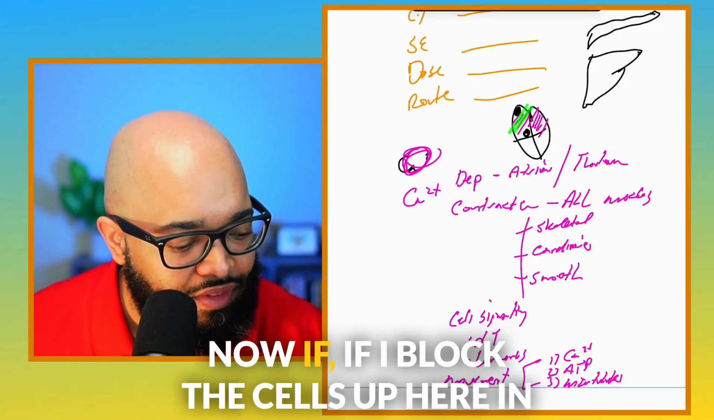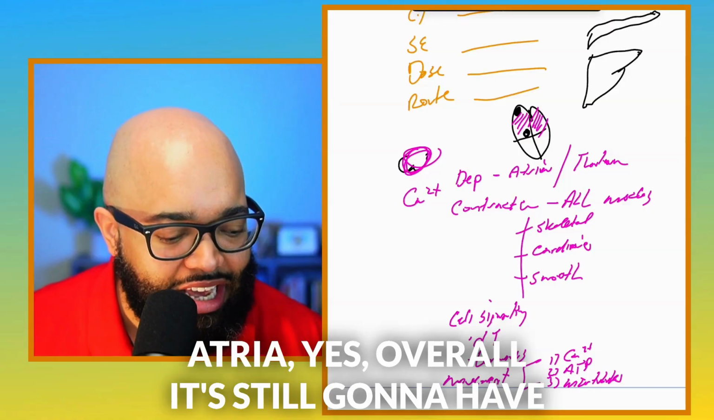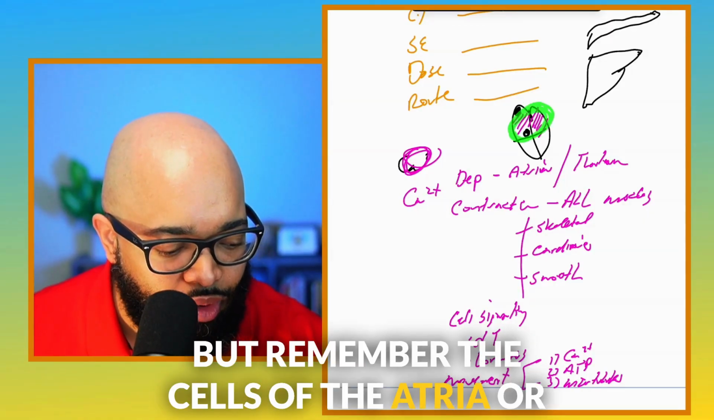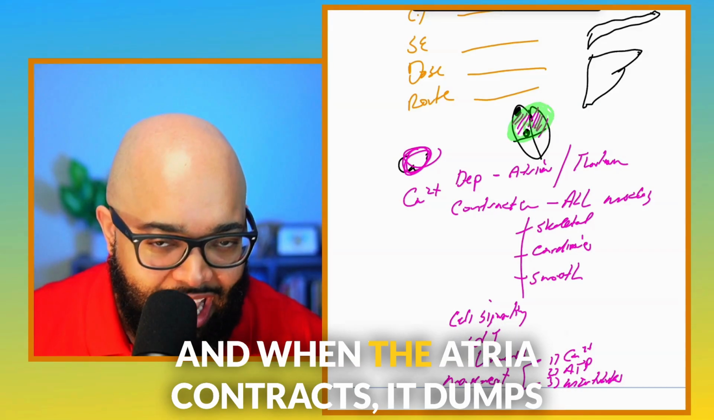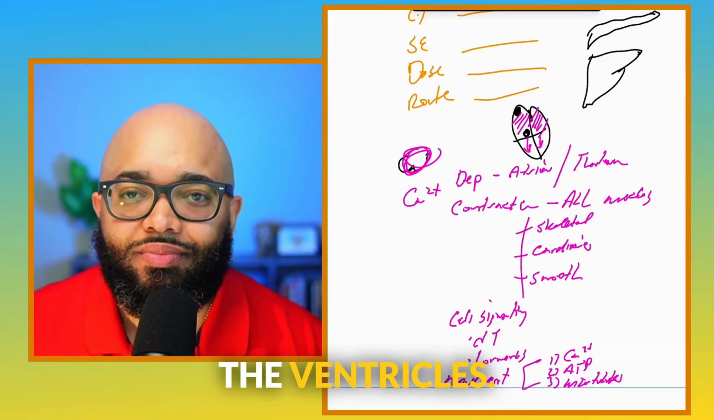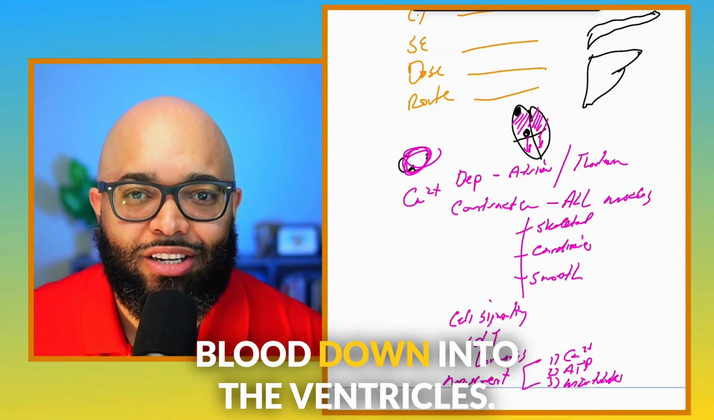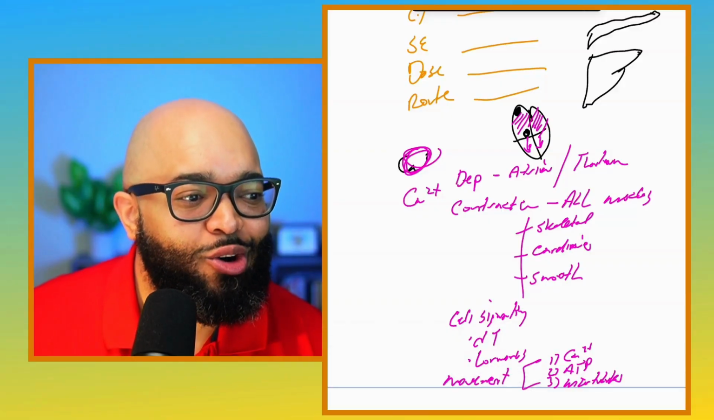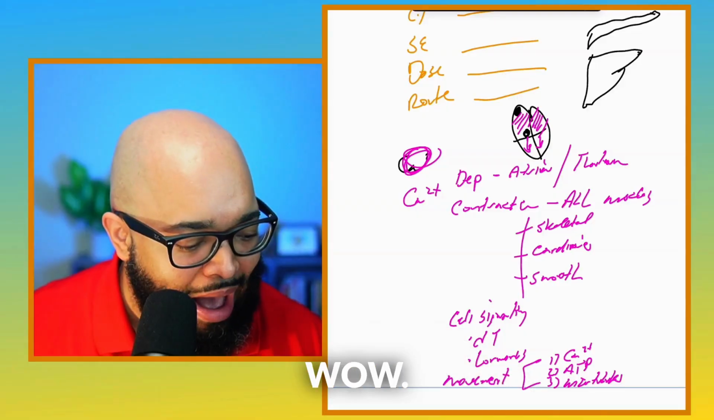Now, if I block the cells up here in the atria, yes, overall, it's still going to have a slower heart rate. But remember, when the cells of the atria depolarize, the atria contract, and when the atria contract, they dump blood from the atria down into the ventricles. So if I block it, now I can't get as much blood down into the ventricles. What's that called? That's decreased preload. So I already know it's going to cause bradycardia. It can cause decreased preload. Wow. Okay.